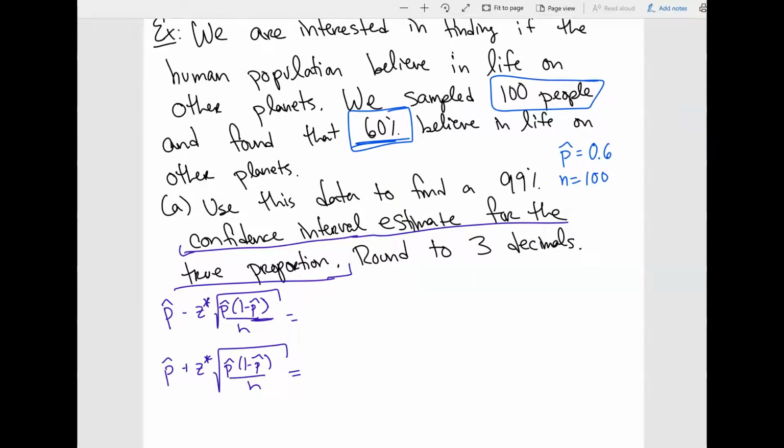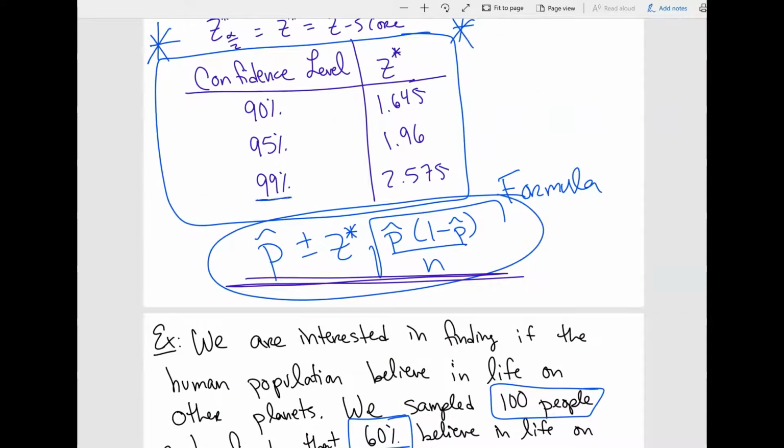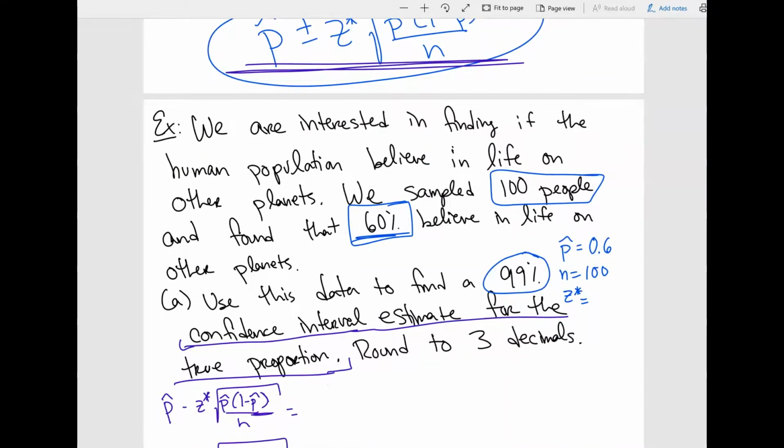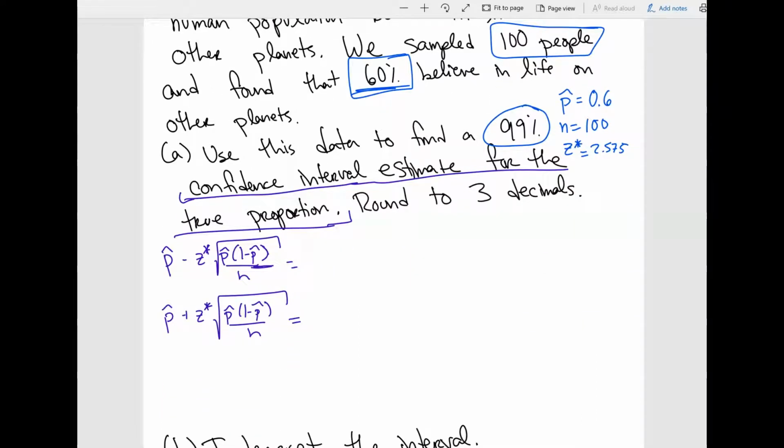And then the last thing we have to figure out is what z star is. The way we figure out z star is we look at the question about the confidence level. The confidence level in this case is 99%. If we go back to our table, 99% corresponds with a z star of 2.575. So what we're going to do is plug all of these values into the calculator.